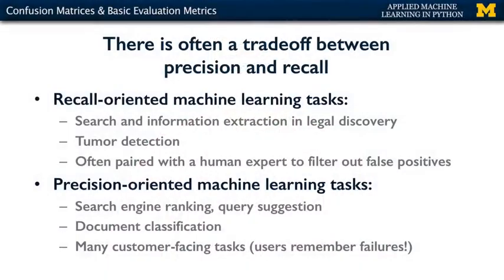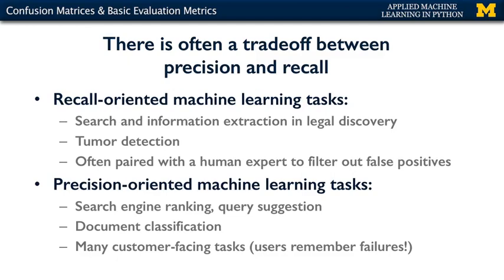These examples illustrate a classic trade-off that often appears in machine learning applications, namely that you can often increase the precision of a classifier, but the downside is that you may reduce recall. Or you could increase the recall of a classifier, but at the cost of reducing precision. Recall-oriented machine learning tasks include medical and legal applications where the consequences of not correctly identifying a positive example can be high. Often in these scenarios, human experts are deployed to help filter out the false positives that almost inevitably increase with high recall applications.